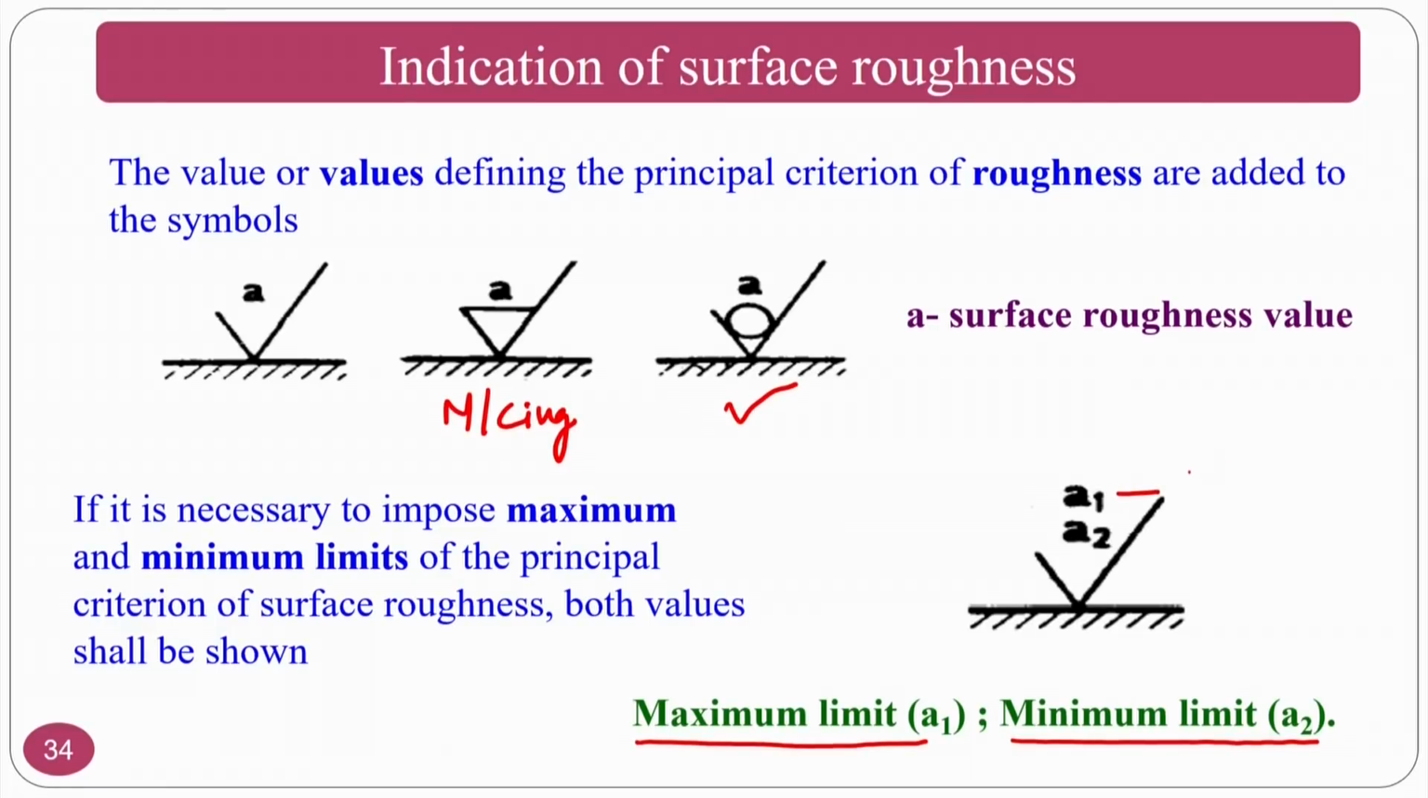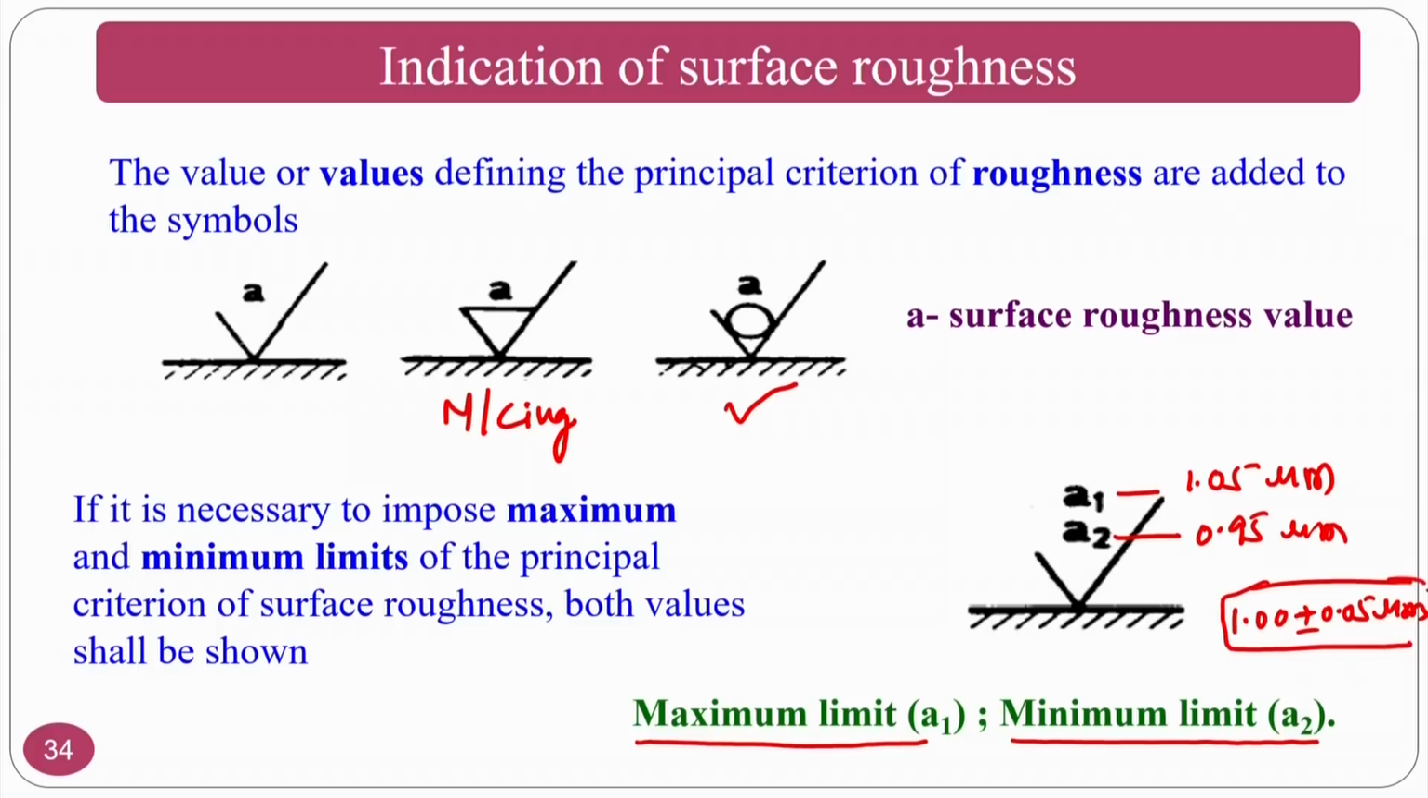So, I can say here A1 is 1.05 micrometers, and A2 is the minimum limit, that is 0.95 micrometers. Okay. Or 1.00 plus or minus 0.05 micrometers. That is what I can specify, so that the operator can do it properly.